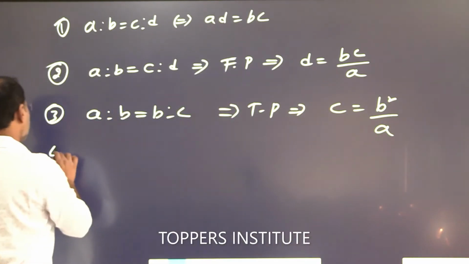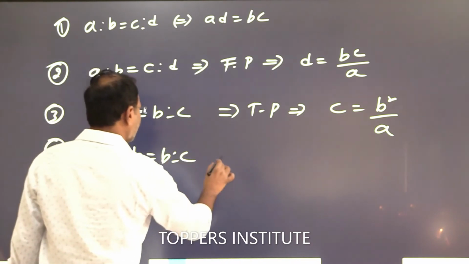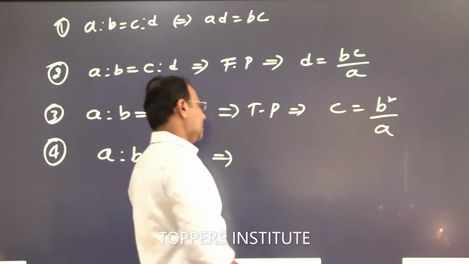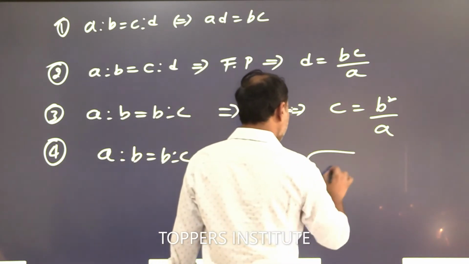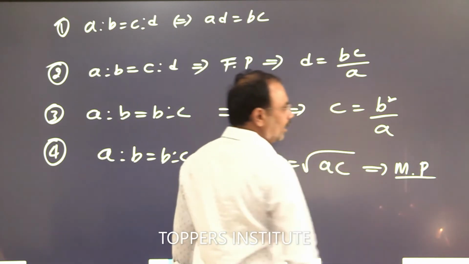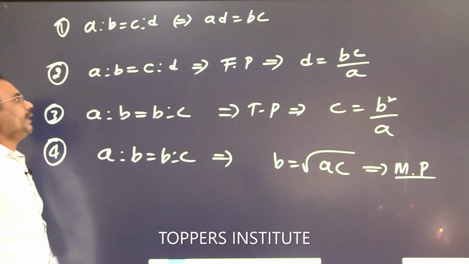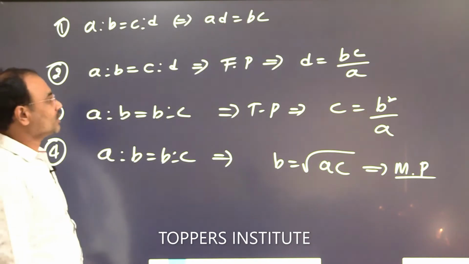And the last one, if A is to B is equal to B is to C, then B is equal to root AC. This is mean proportion. So A is to B is equal to C is to D అయితే, then you can write AD is equal to BC. This is called a proportional theorem.